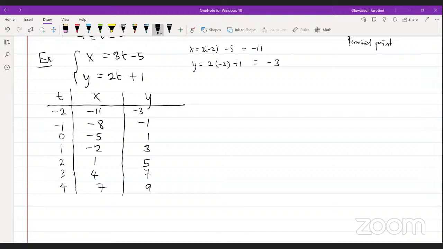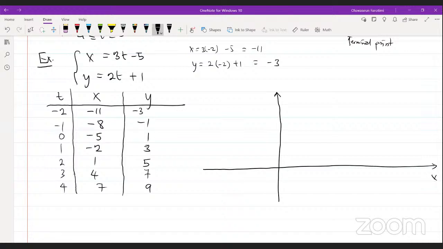Okay, I hope it's making sense so far, guys. So now let's move to the part of sketching, right? We need our parametric curve. This is my x-axis, of course, this is my y-axis. Now, the same way you sketch curves as a pair, when x is -11, y is -3, right? When x is -8, y is -1. Okay, so you can just continue to sketch in that manner and then you're good.